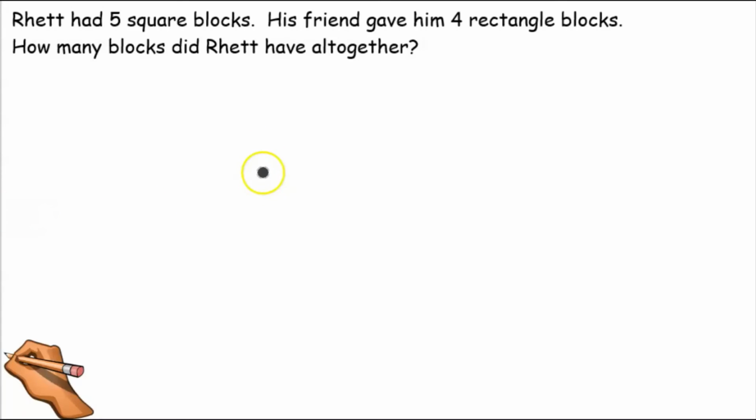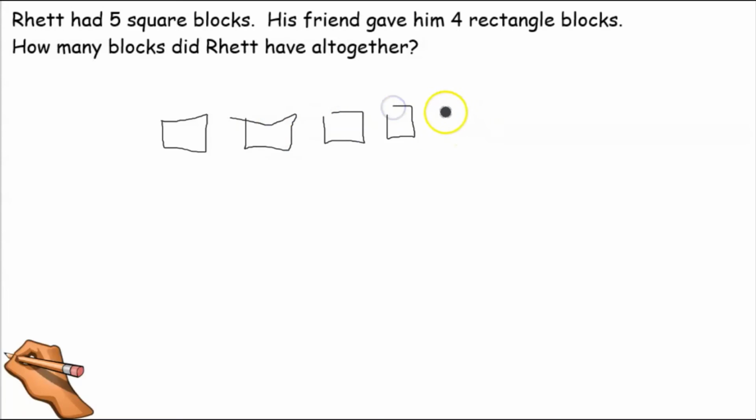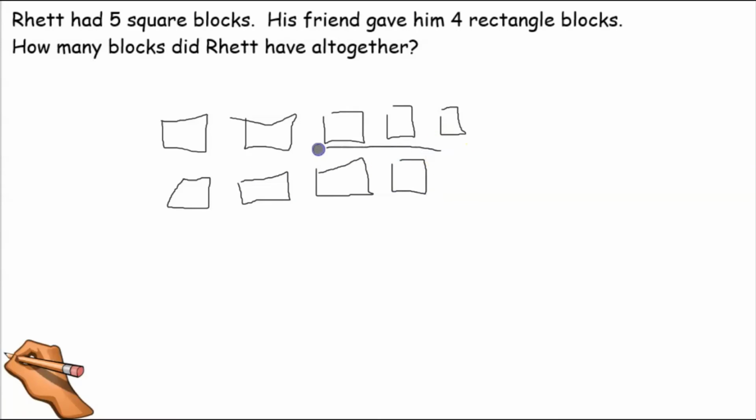Okay, we know Rhett started with 5 square blocks. 1, 2, 3, 4, 5. And he had 4 rectangle blocks. 1, 2, 3, 4. I'm going to circle this group of 4 to show my 2 parts.